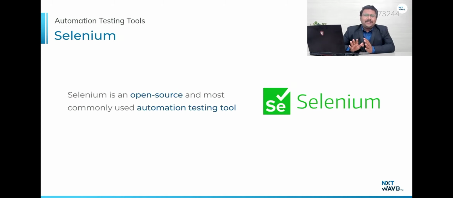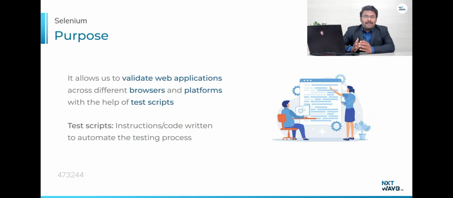In simple terms, Selenium is a free, open source automated testing tool, or you can also call it a framework, and it is used to validate web applications across different browsers and different platforms with the help of specifically written code or instructions. These code or instructions are also called test scripts, and they're used to automate the entire testing process altogether.